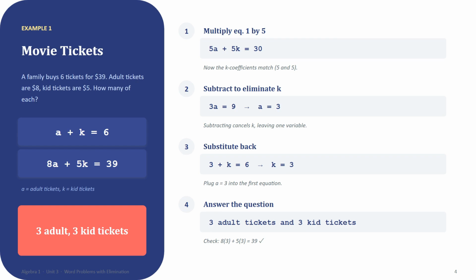Then the third step is to substitute back. We set up the equation based on the first step. It's 3 plus K equals 6. The 3 is replacing the A. And when you subtract 3 on both sides, K equals 3. So that means there are 3 adult tickets and 3 child tickets. And when we substitute both into the second equation, it is equal to 39.